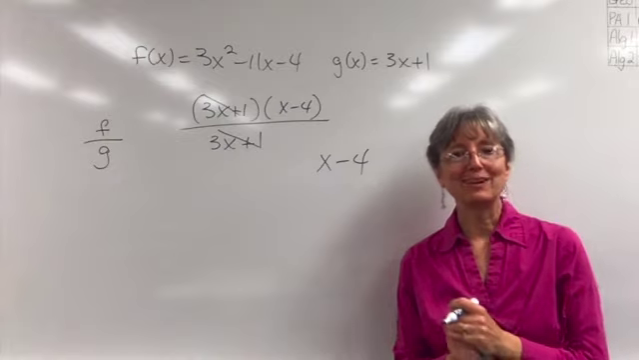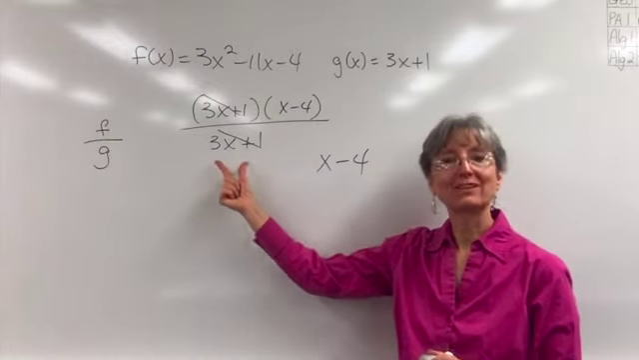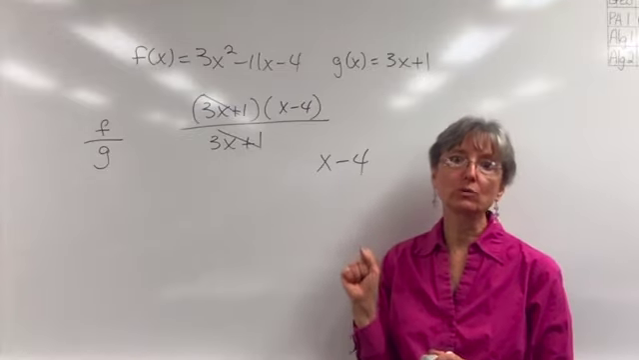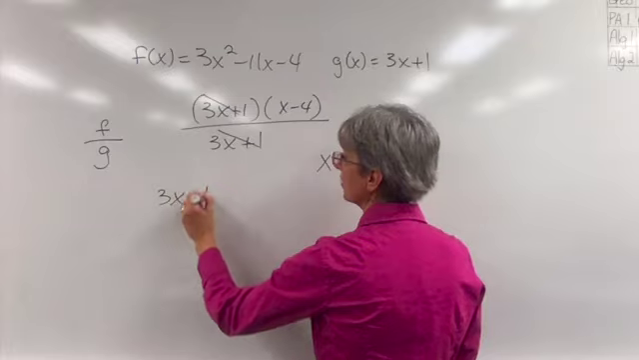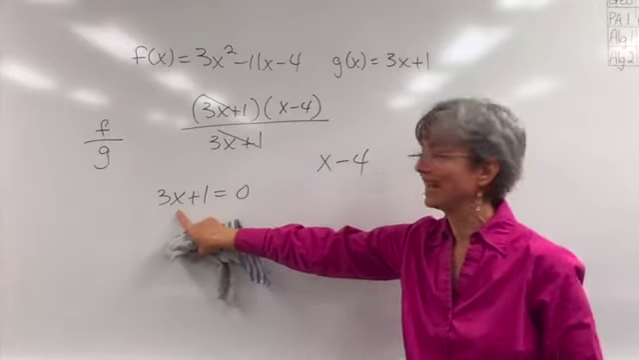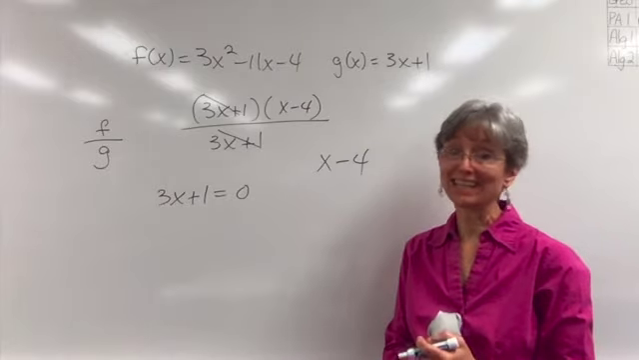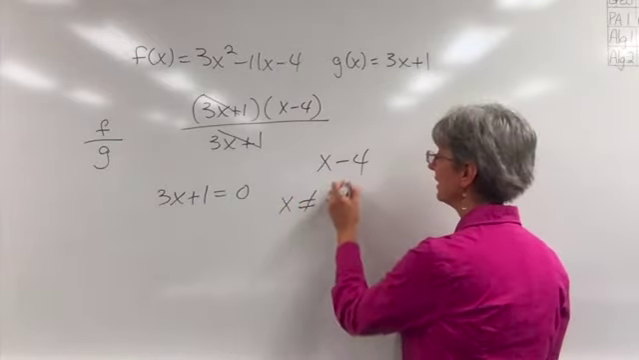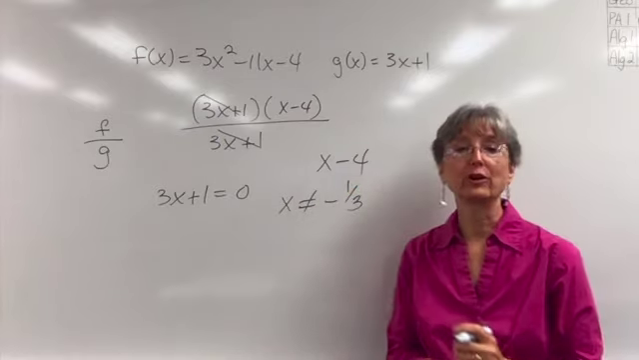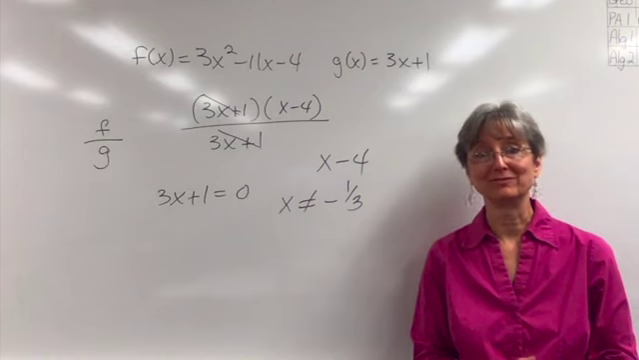The only thing I have to worry about is my domain. Remember, this denominator can never be equal to 0. So to find what x cannot be, you can say, what would x have to be for this denominator to be equal to 0? And that's what it cannot be. So my domain is x cannot equal negative 1/3. Please do not forget to show the limitations of your domain.